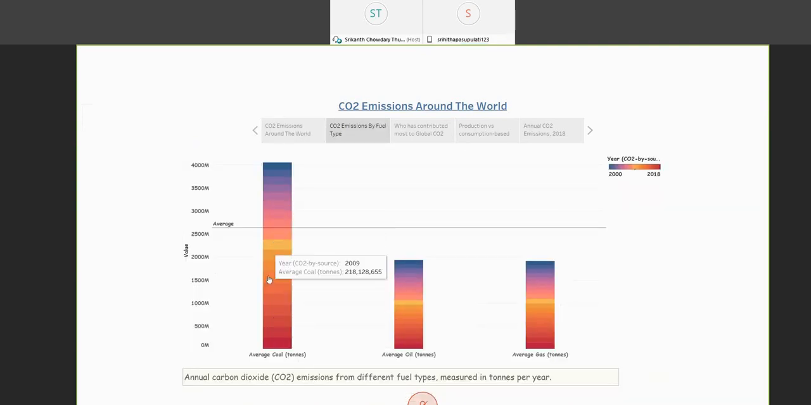And this is our story map for the CO2 emissions by different sources. Here you can see the comparison of coal, oil, and gas, how the CO2 is emitted, filtered by year. And this story tells the annual carbon dioxide emissions from different fuel types, measured in tons per year.